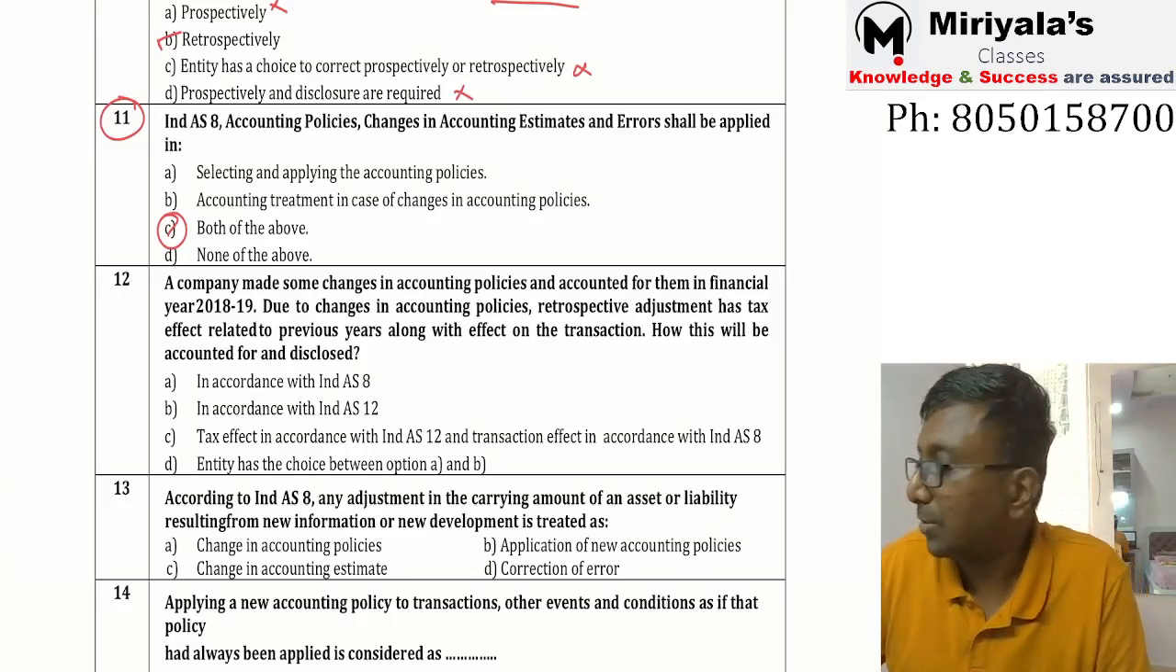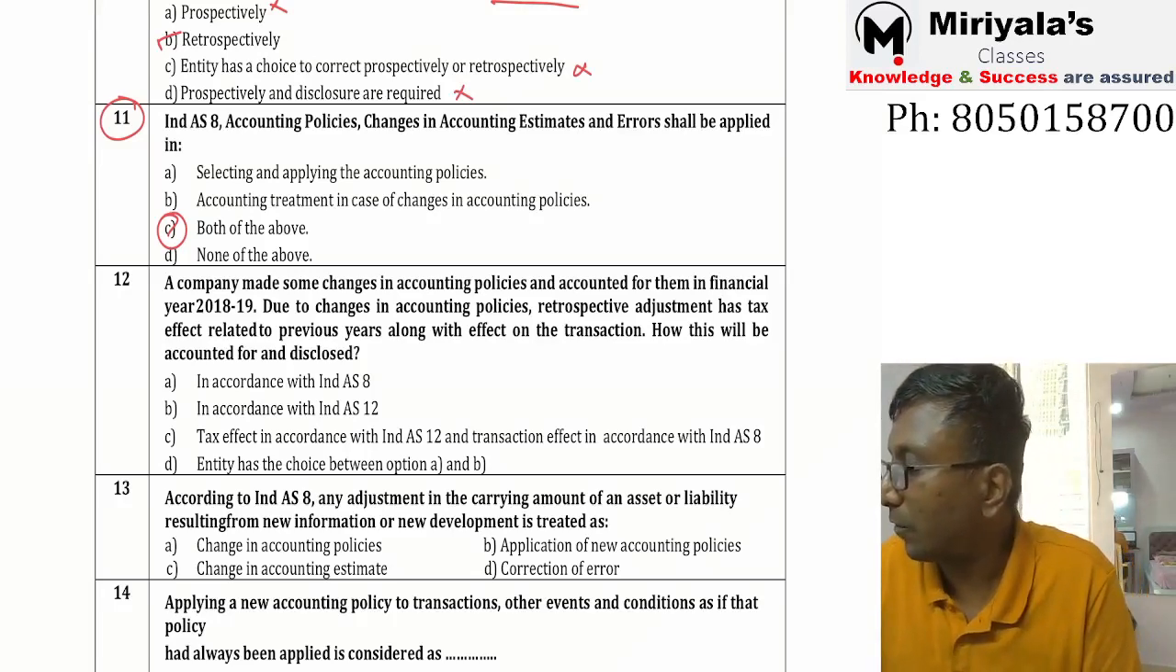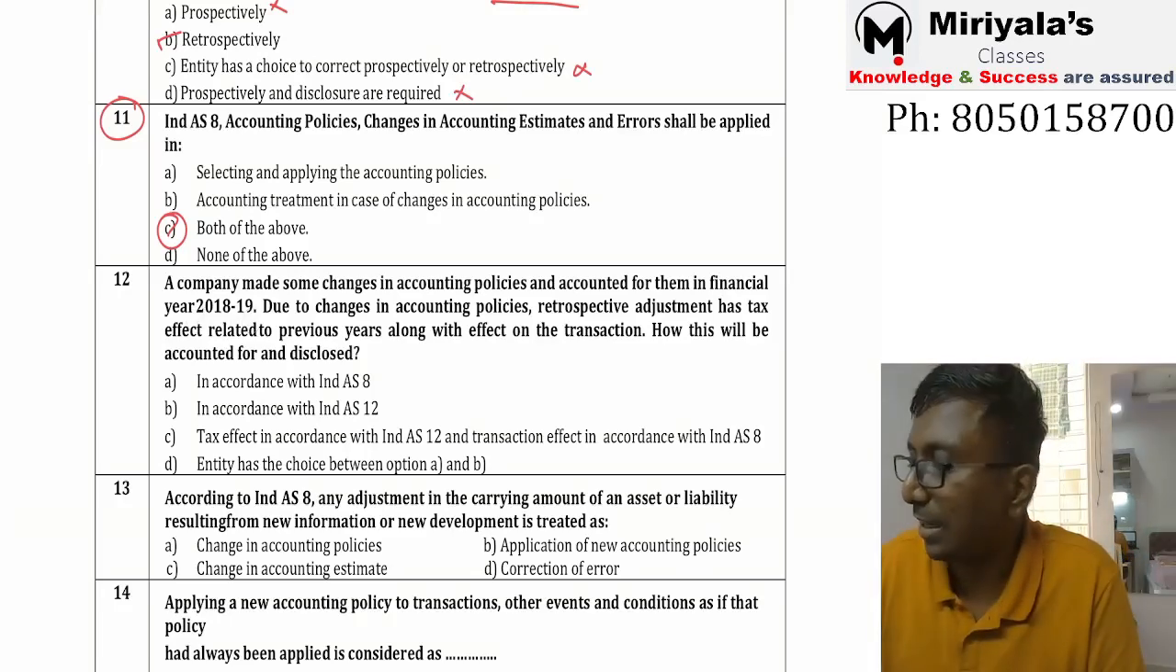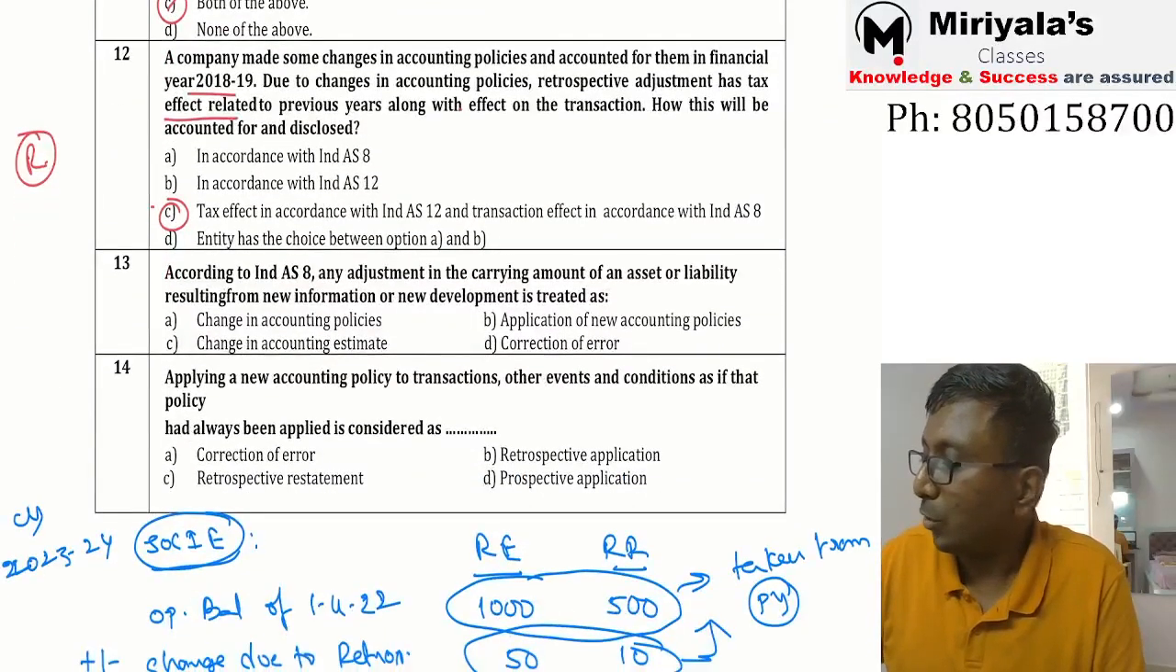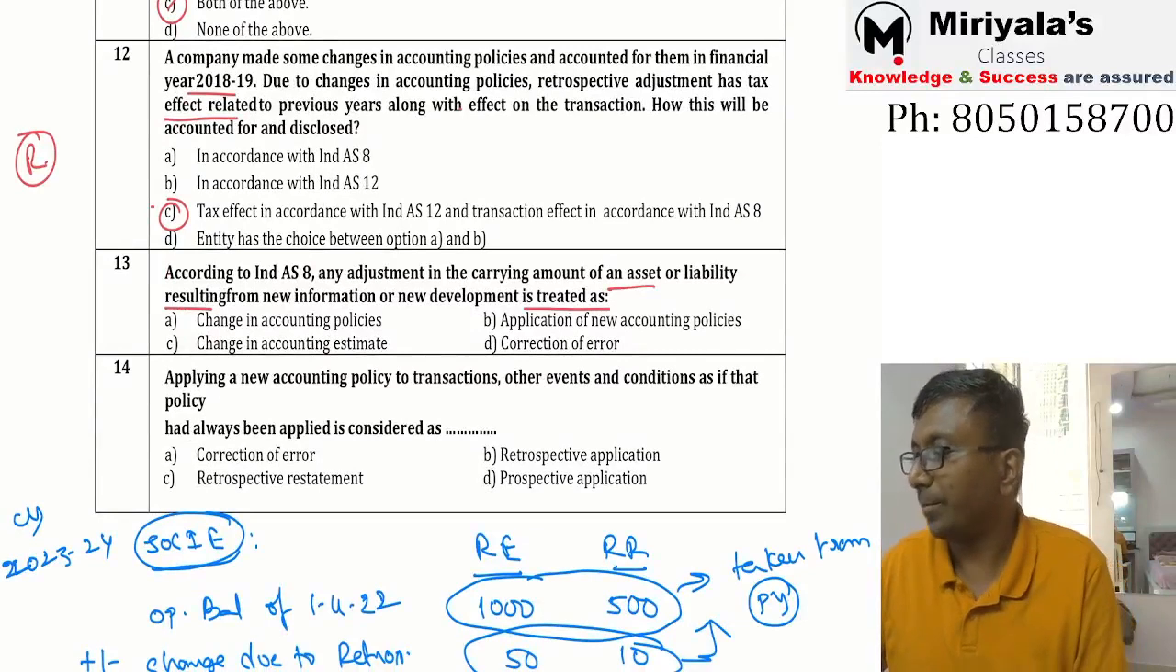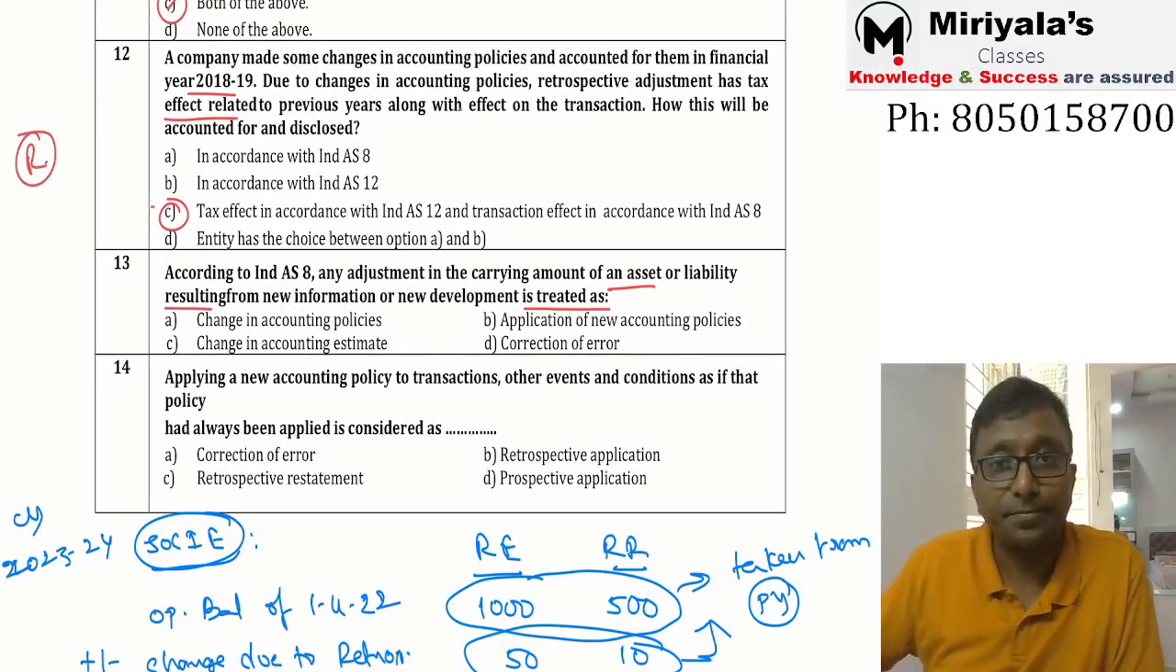A company made some changes in accounting policies, accounted for them in the financial year 2018-19. Due to the change in accounting policy, retrospective adjustment has a tax effect related to the prior period. Correct. Now, this is again repetition, because we already answered this. According to Ind AS 8, adjustment in the carrying amount of an asset or liability resulting from the new information or new development is to be treated. Tell me, my dear, what is it?